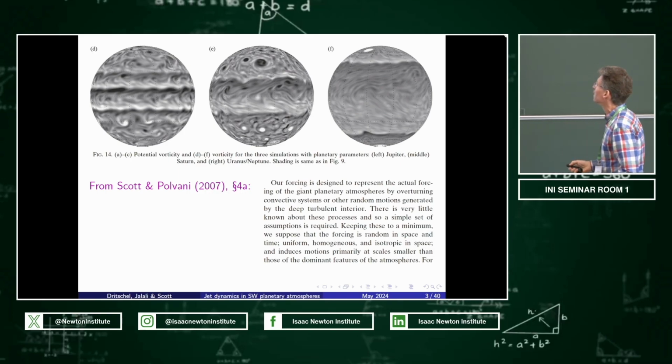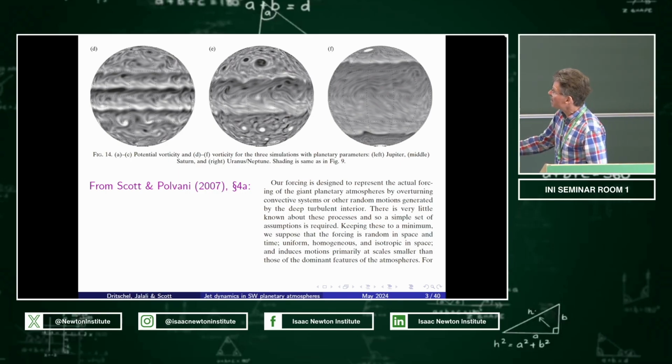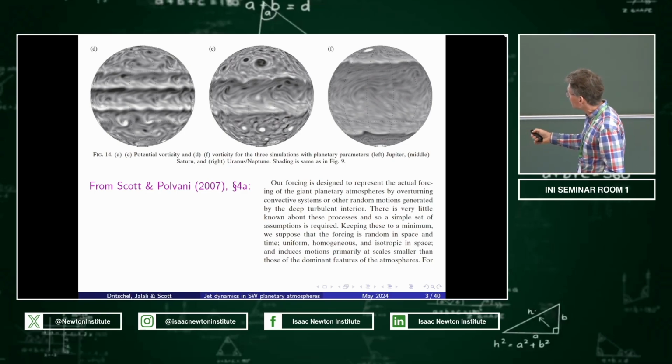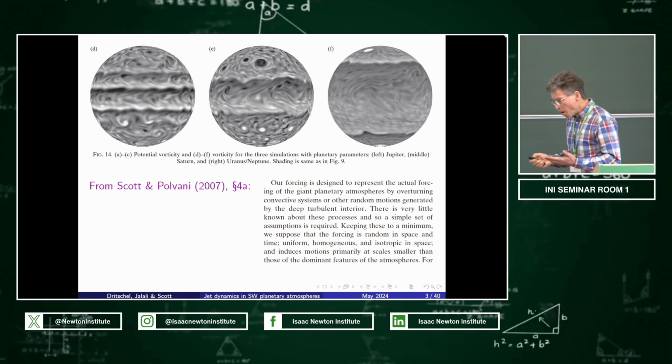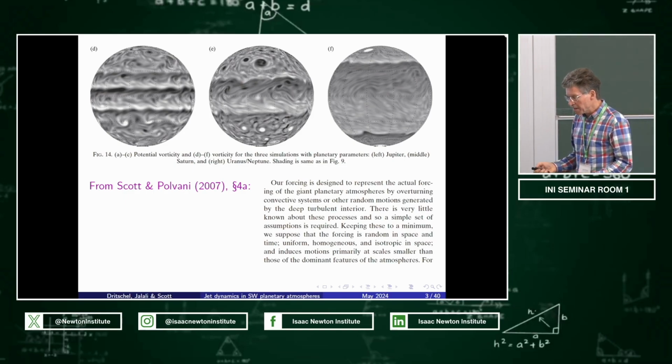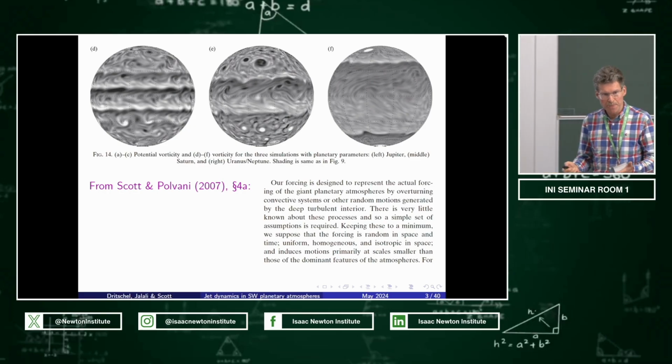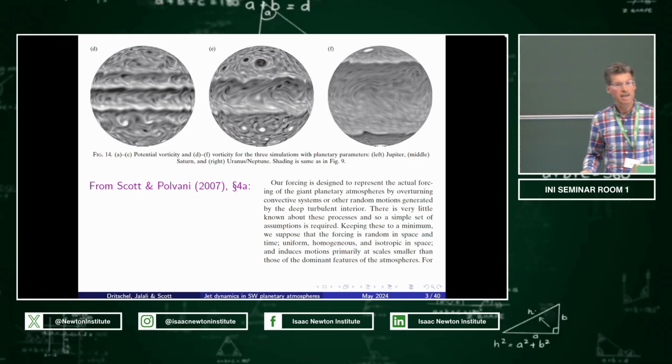resolution at that time. But the key thing that they talk about is that their forcing is designed to represent what they consider the actual forcing by overturning convective systems or other random motions generated by a deep and turbulent interior. So they want to emulate the forcing that they think might be taking place there. We don't really know what's taking place there.